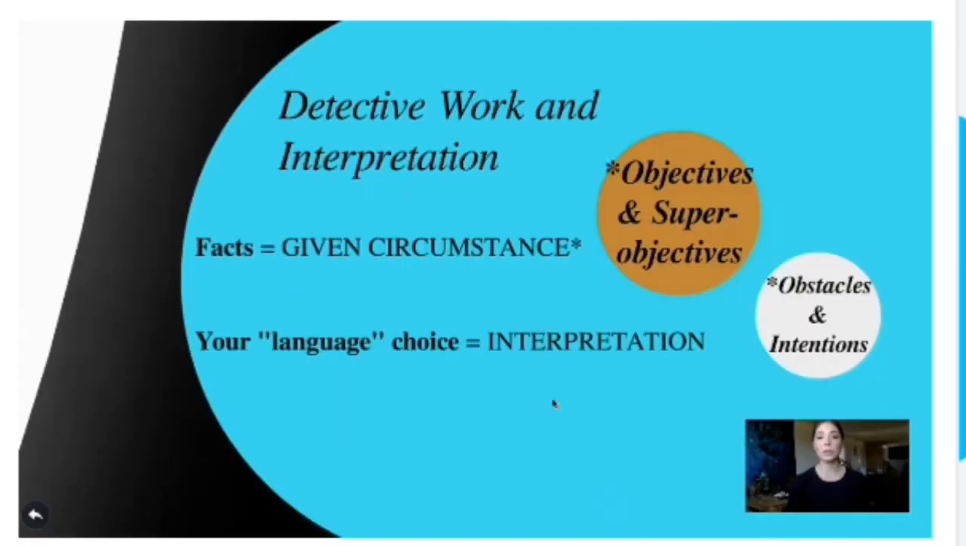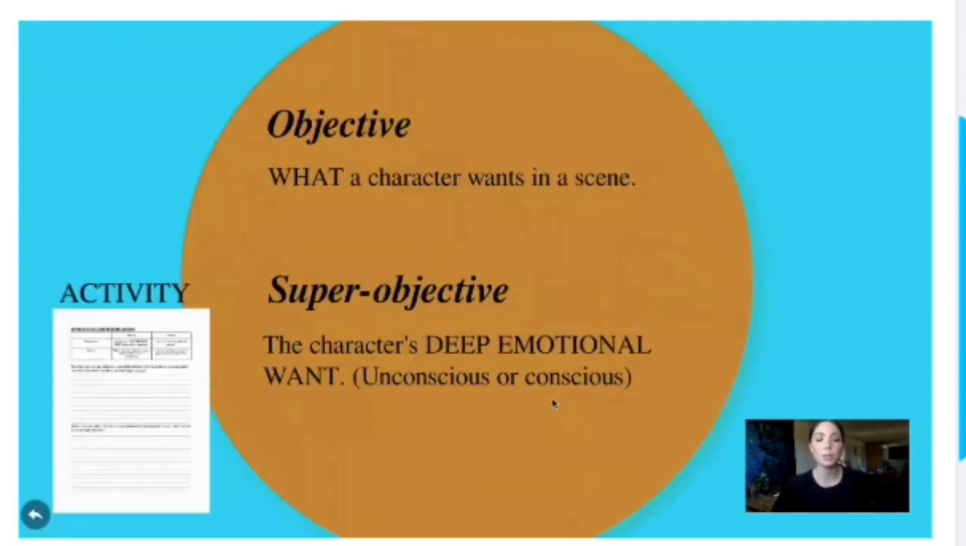This is really important to understand, so that way when you don't get an audition, you don't let that discourage you. You just find ways of experimenting more and more with your interpretation choices. So let's go back to the facts on here. Let's talk about given circumstance, the truths of the script. Now these are organized into these 2 categories that you see here, objectives and super objectives, and obstacles and intentions. An objective is what a character wants in a scene.